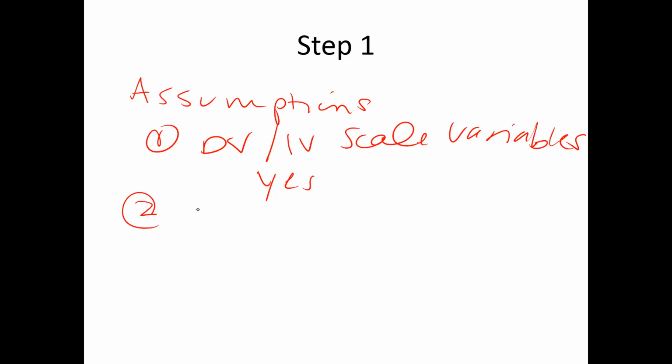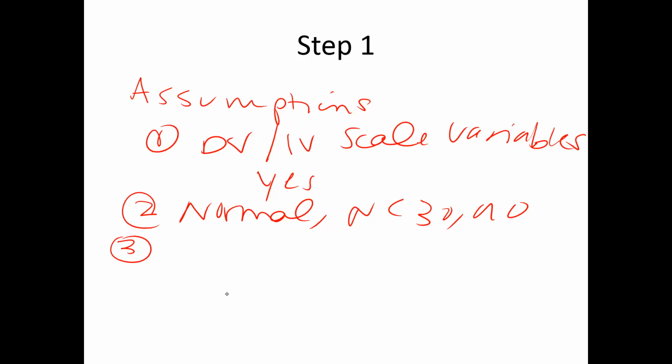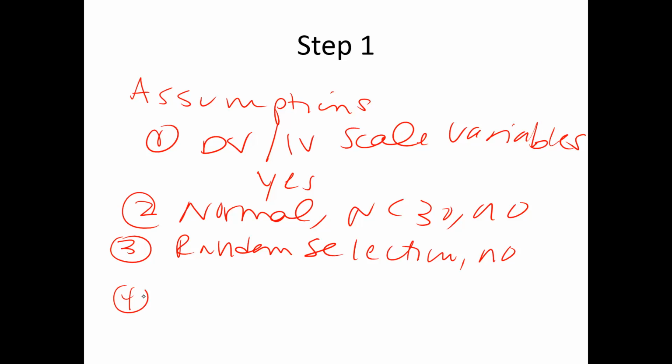Then the next question is, is it normal? Well, I don't have at least 30 people, so I can't assume normality, so let's say no. The third one is random selection. Since we're talking about people in general, I can't do that really. And the fourth one is your Scrabble word, so homoscedasticity.